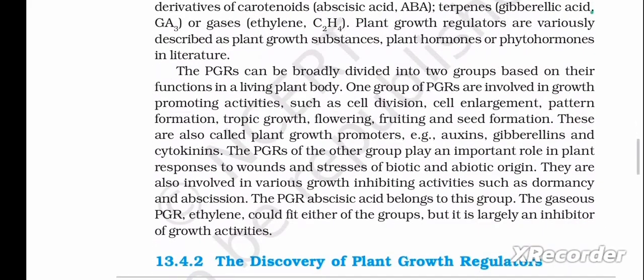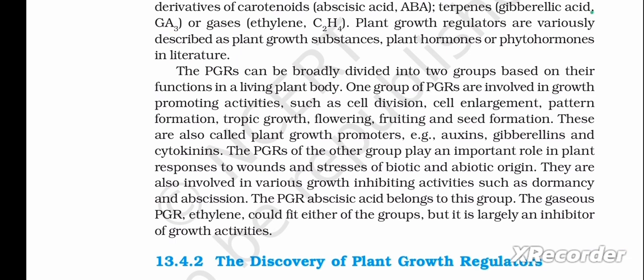The PGRs can be broadly divided into two groups based on their functions in a living plant body. One group of PGRs are involved in growth promoting activities such as cell division, cell enlargement, pattern formation, tropic growth, flowering, fruiting, and seed formation. These are also called plant growth promoters, example auxins, gibberellins, and cytokinins.